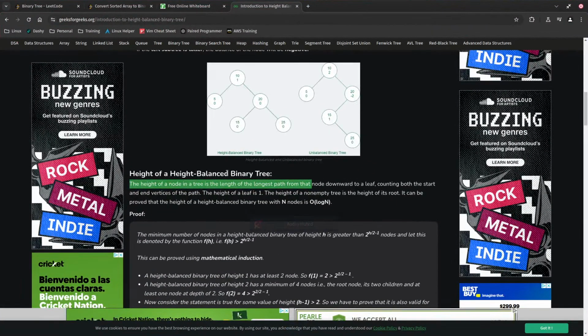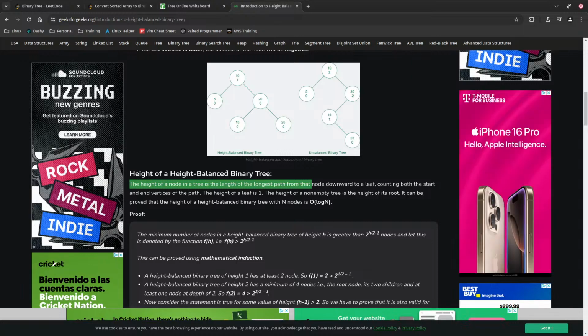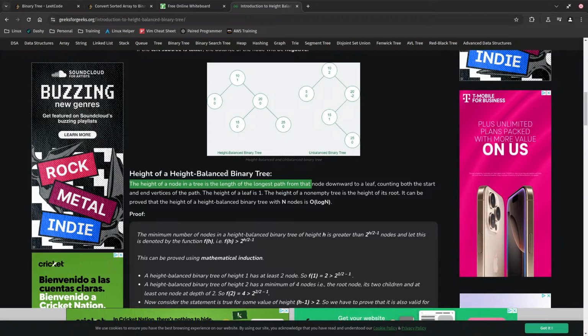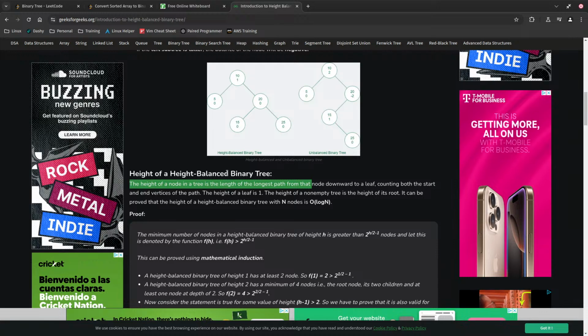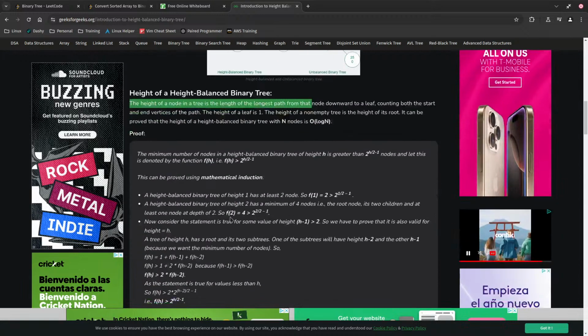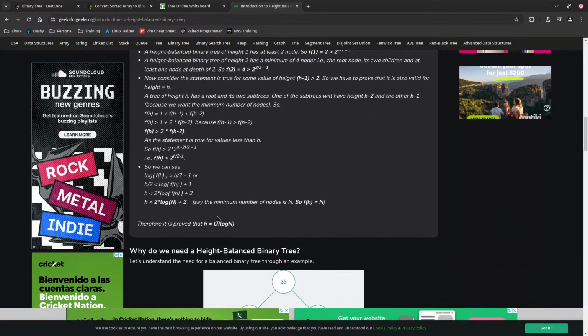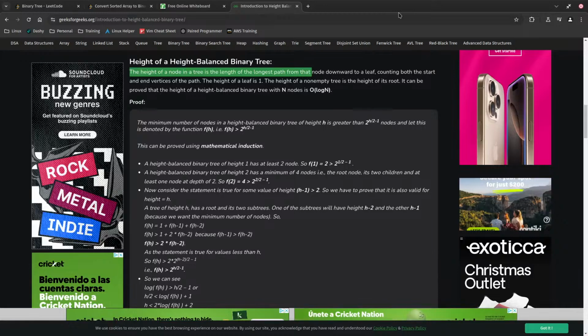The height of a node in a tree is the length of the longest path from that node downward to a leaf, counting both the start and end vertices of the path. The height of a leaf is 1, the height of an empty tree is 0, and the height of a tree is the height of its root. It can be proved that the height of a height balanced binary tree with n nodes is O(log n). Still not understanding all the way, so let's keep reading.